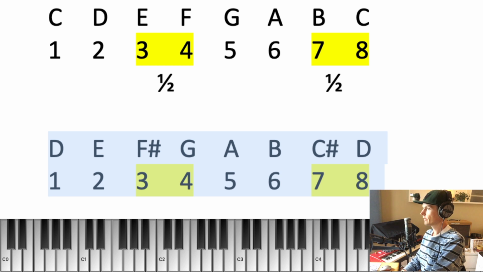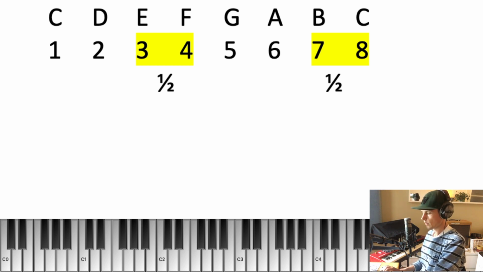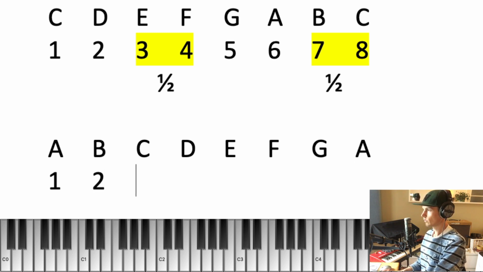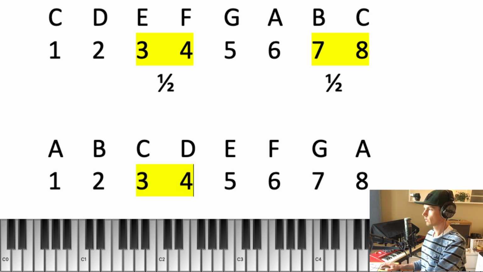Okay, so just one last scale here. Let's do the key of A major. So we have A, B, C, D, and this is literally the alphabet here. Numbers 1, 2, 3, 4, 5, 6, 7, 8. So where's our half steps? 3 and 4, 7 and 8. Where's our whole steps? Everything else but 3 and 4 and 7 and 8.